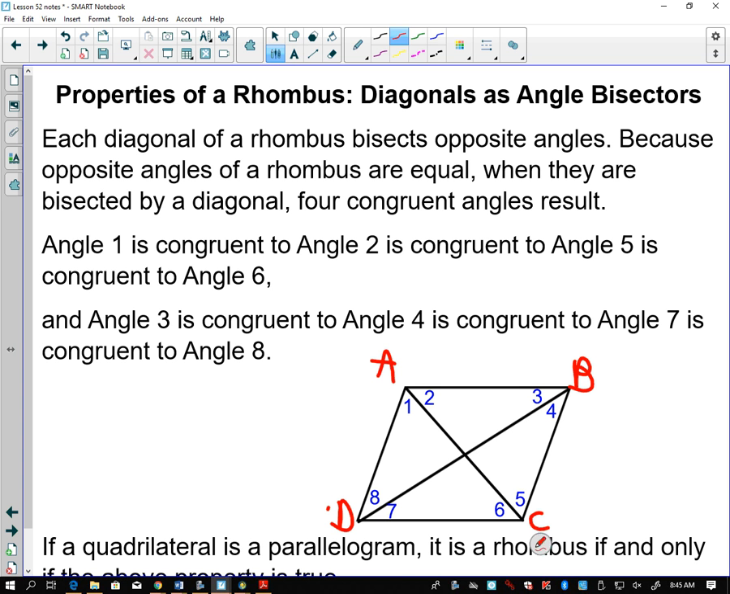When they are bisected by a diagonal, you have 4 congruent angles that result. So angle 1 is congruent to angle 2, and that's congruent to angle 5 and angle 6. So 1, 2, 5, and 6 are all equal to each other. So we could go through here and say those as individual things, just like that. And contrariwise, we have another set of opposite angles.